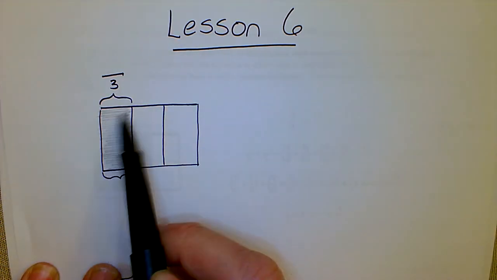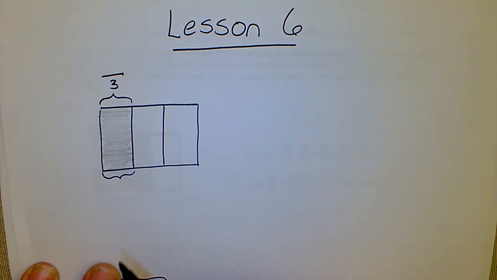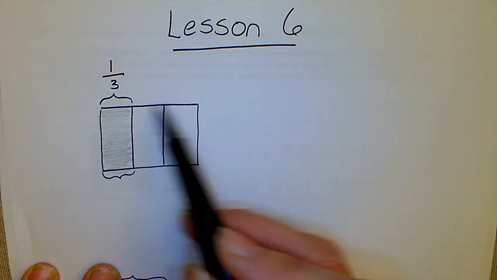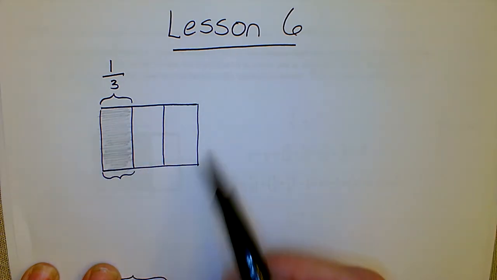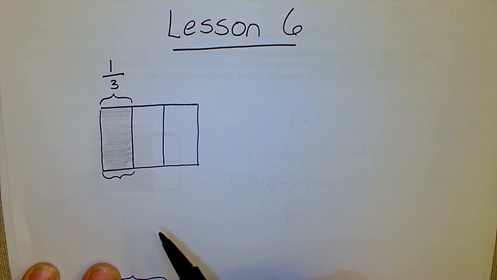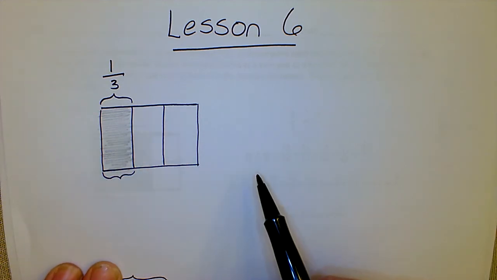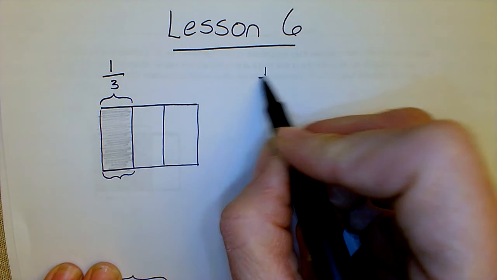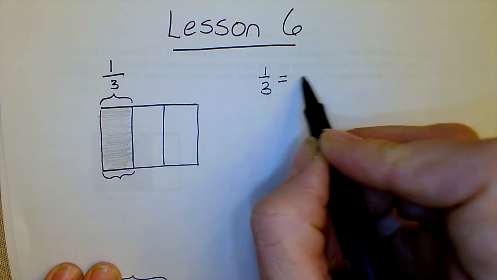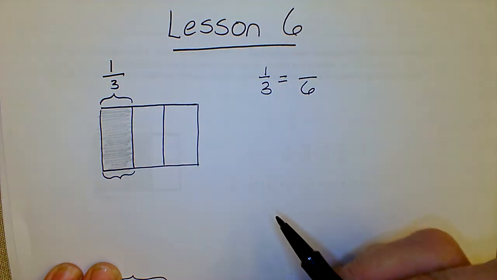Now, as you can see, one of those pieces is shaded in, so I have one piece. That's what I'm going to write in the numerator. And so now what you can see is that this represents 1/3 of the whole thing. Now, in yesterday's lesson, we decided what we wanted to turn these into. So for now, let's keep it simple, and let's say that I want to turn that 1/3 into sixths.